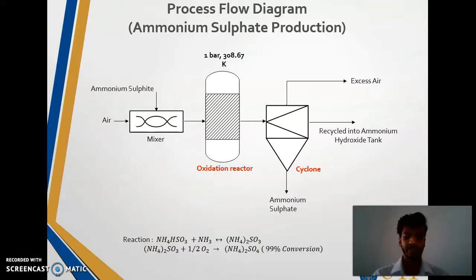Next is the process flow diagram for ammonium sulfate production. For the ammonium sulfate production, ammonium sulfite from the SO2 absorption tower will be mixed with air in the mixer and flowed into the oxidation reactor operating at 1 bar and 308 Kelvin. Ammonium sulfite will be oxidized to ammonium sulfate based on the formula below, and the stream will be flowed into the cyclone for the ammonium sulfate to be separated. The excess air will be released and the excess water will be recycled into the ammonium hydroxide tank.